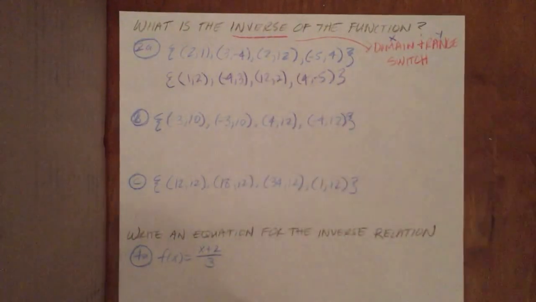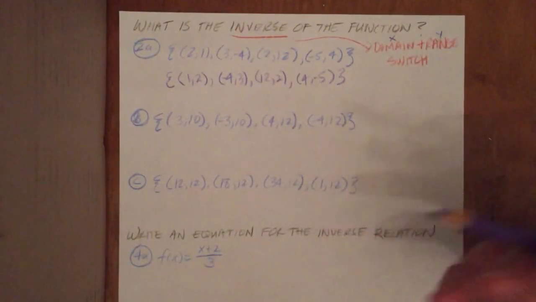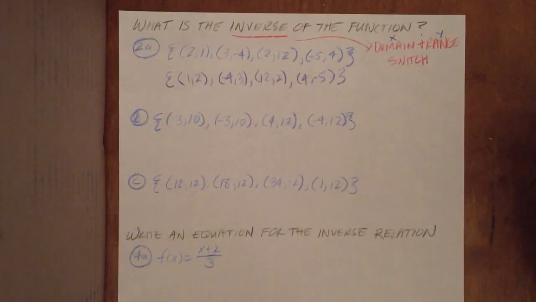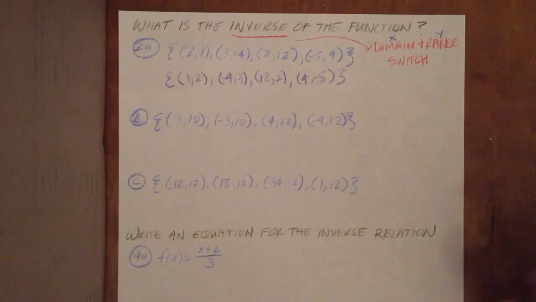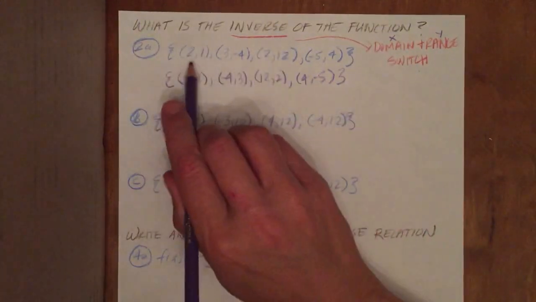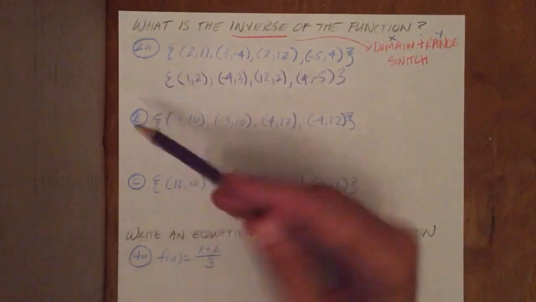All I've done is switch the domain and range, which is the x and y. When you're given a set of points, a set of data, it's actually a lot easier to find the inverse relation than if you're given a function, because with the function, you actually have to do some solving of the equation and some manipulating. Here, you've already got your domain and range laid out for you. All you have to do is flip them.